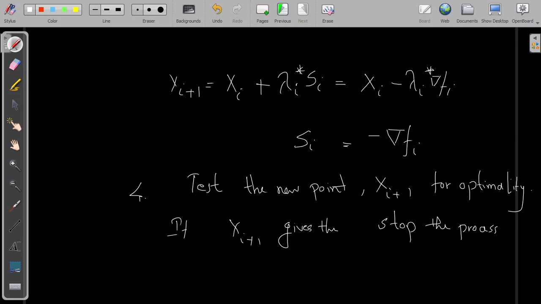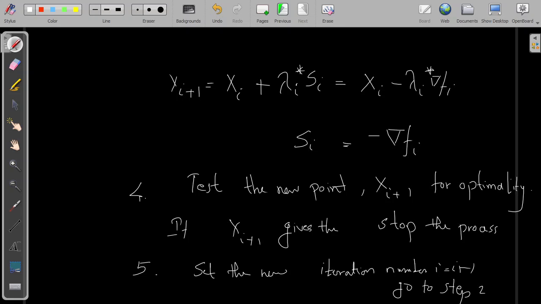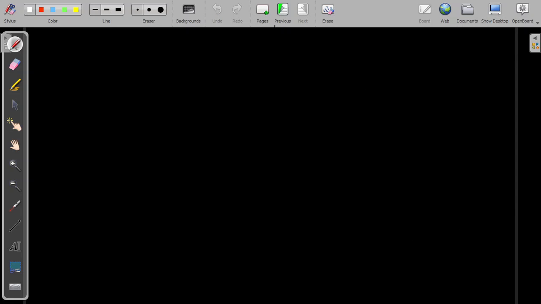Otherwise we will go to the next step, that is step 5, and step 5 is set the new iteration number, that is i equals i plus 1, and then we will go to step 2. That means we will repeat all the steps. So this method is the simplest of all, it gives better results and fast convergence also. This method appears to be the best unconstrained minimization technique, since each one-dimensional search starts in the best direction.